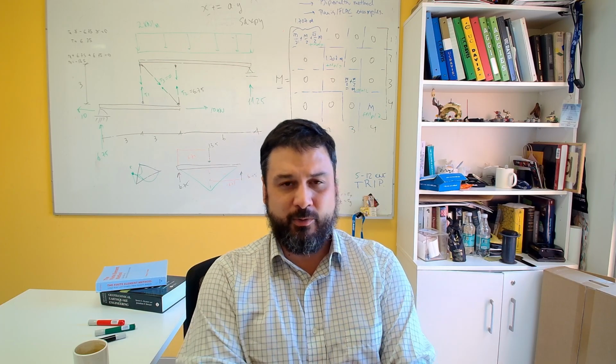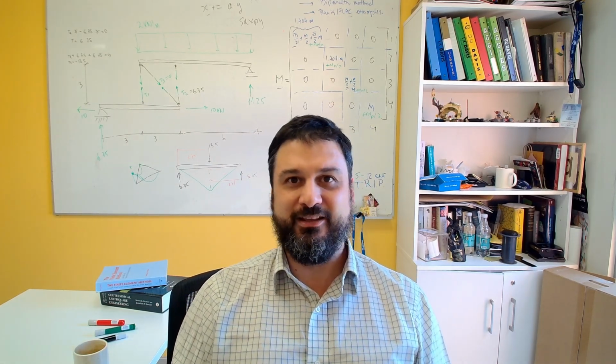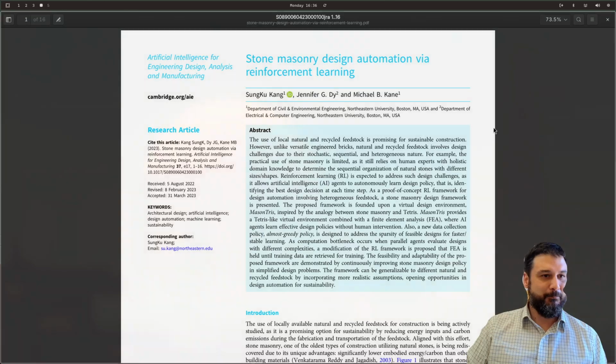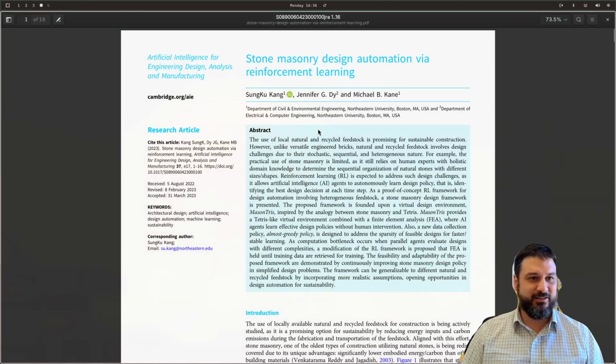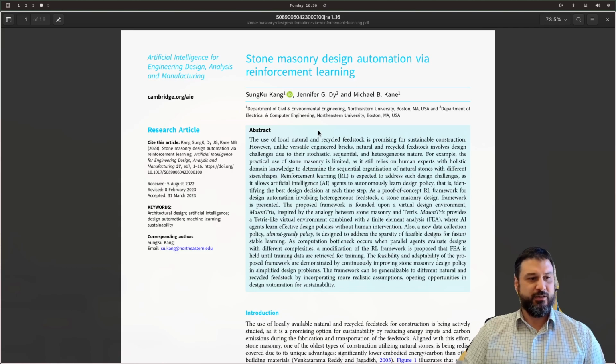So I went to the internet to see what is the most out there thing that I could find, and I found this fun paper by Sunku Kang, Jennifer G. Dai, and Michael B. Kane. I'm sorry if I messed up those last names, but they're from the Department of Civil and Environmental Engineering at Northeastern University in Boston. And this was published in the Journal of Artificial Intelligence for Engineering Design, Analysis, and Manufacturing. It's stone masonry design automation via reinforcement learning.